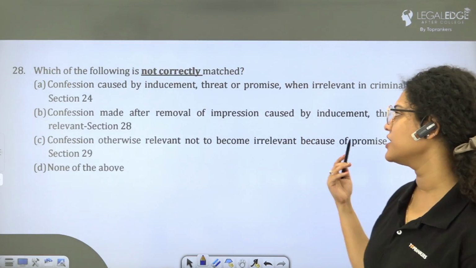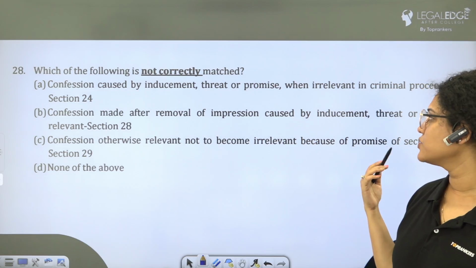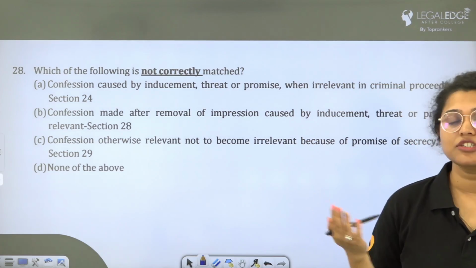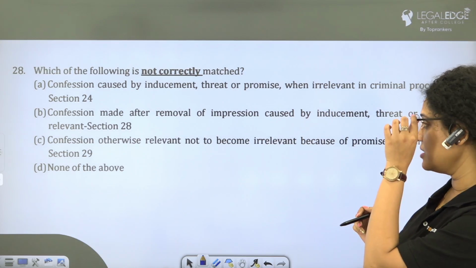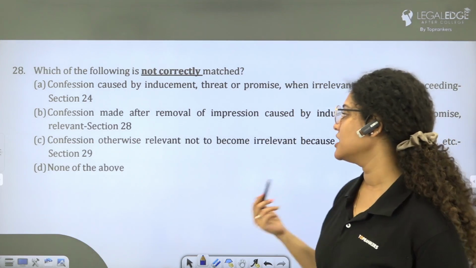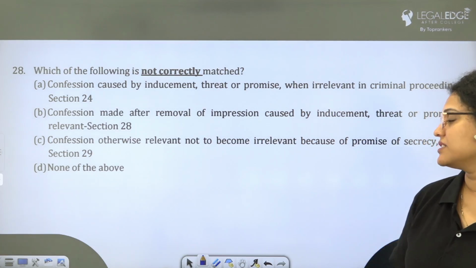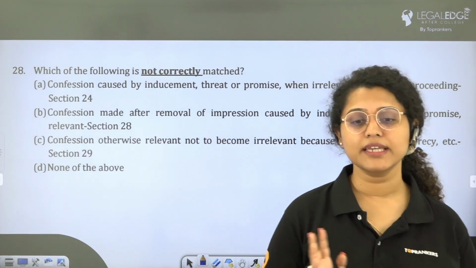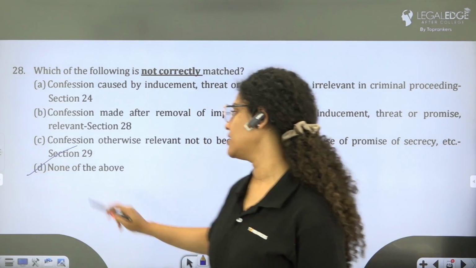Okay. Which of the following is not correctly matched? A, confession by inducement, threat or promise when irrelevant in the criminal proceeding, section 24. These types of questions come very often in your exams, so be mindful of such questions. B, confession made after removal of impression caused by inducement, threat or promise relevant, section 28. C, confession otherwise not to become irrelevant because of promise of secrecy, etc., section 29. So is anything over here not correct? All of these are correct. So your answer is D, none of the above.